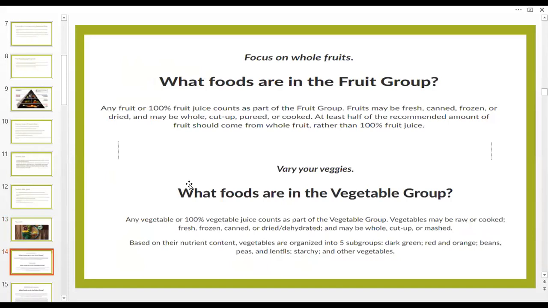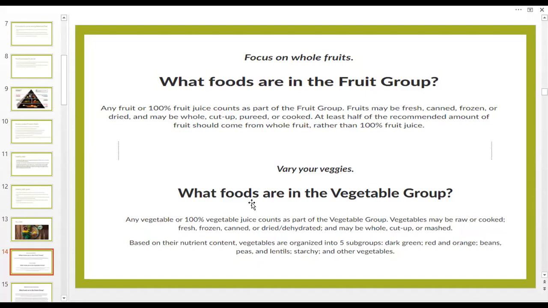So discussing the details, what food should be in the fruit group? Now, any fruit and 100% fruit juice counts as part of the fruit group. And fruits may be fresh, canned, frozen, or dried. It is recommended that at least half of the recommended amount of fruit should come from whole fruit rather than 100% fruit juice. So MyPlate USA is saying to focus on whole fruits rather than fruit juices.